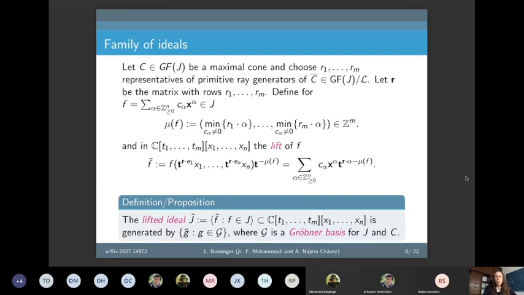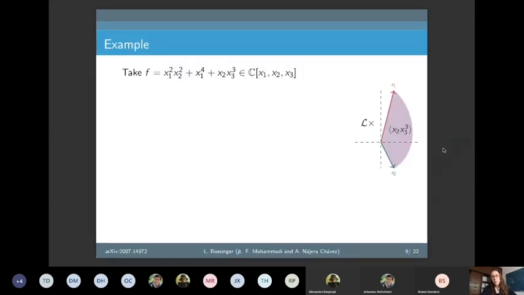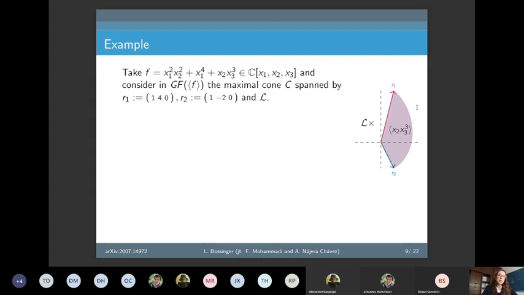Okay, so for the construction, I know it looks a bit technical with these formulas, so we're just going to do an example to see what this is about. In our example before, we now fix one of those maximal Gröbner cones, the one that was purple on the slide before, generated by two rays, R1 and R2, and the linearity space. So my cone C is spanned by these two rays and L.